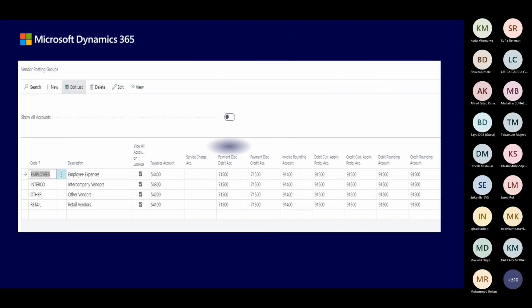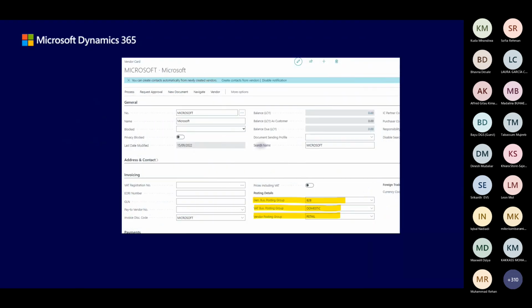Same principles with the vendor or supplier, same concept. You can have different categories. It can all go to different accounts, the same accounts, or a combination. So here I have set up a supplier called Microsoft with all these posting groups. And it will post to 54100 for the accounts payable.